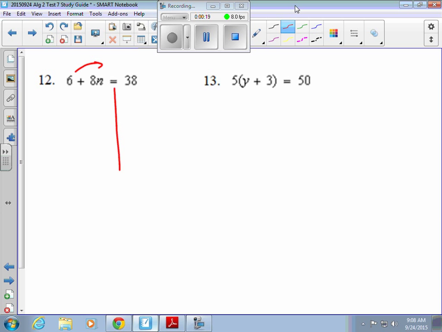Move 6 over by subtracting 6 on both sides. 8n is equal to 32. Then undo the multiplication and division part by dividing by 8 on both sides. n is 4.